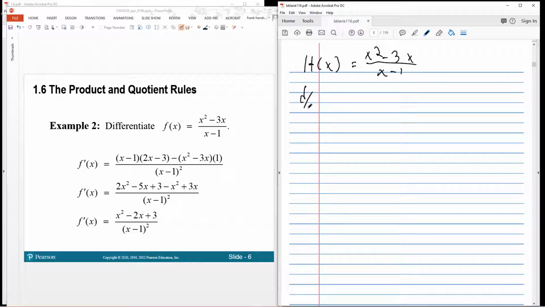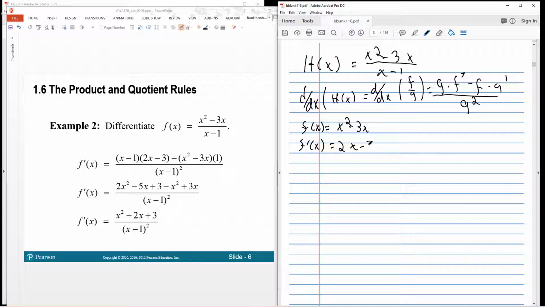So the derivative of that function with respect to x, we can treat it like it was two functions, d/dx of f over g, which is going to be g times f prime minus f times g prime, all over g squared. So f of x is x squared minus 3x, and f prime of x is 2x minus 3. G of x is equal to x minus 1, and g prime of x is equal to 1.